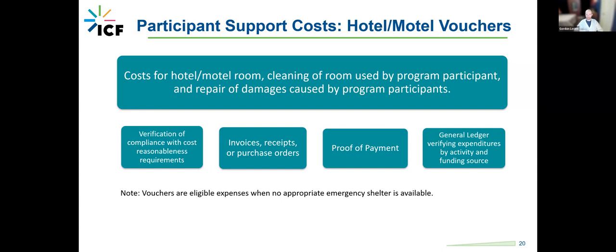Hotel motel vouchers. And I want to distinguish here that we're talking about actual hotel motel vouchers. In other words, emergency shelter equivalent vouchers, not rapid rehousing or homelessness prevention that is being used to lease a unit in a building that was at one point or is still generally operated as a hotel or motel, but is for all intents and purposes housing, not emergency shelter. We're talking about an emergency shelter equivalent situation in which a unit is rented by the night or by the week or similar.